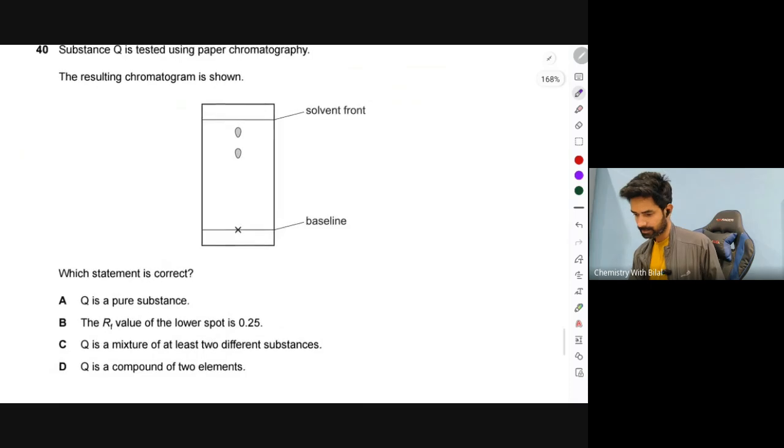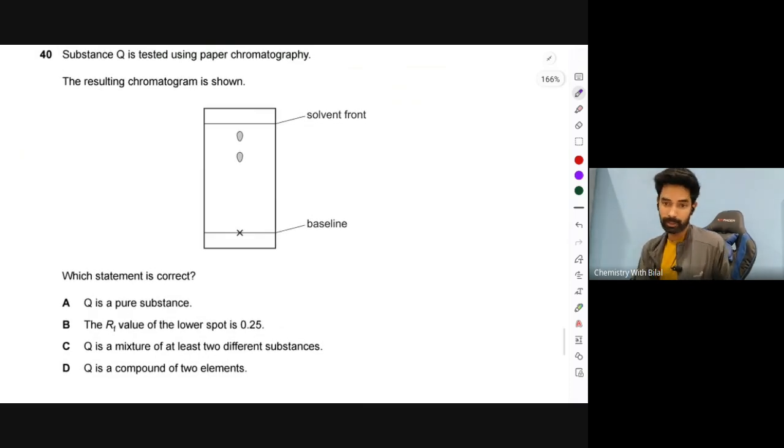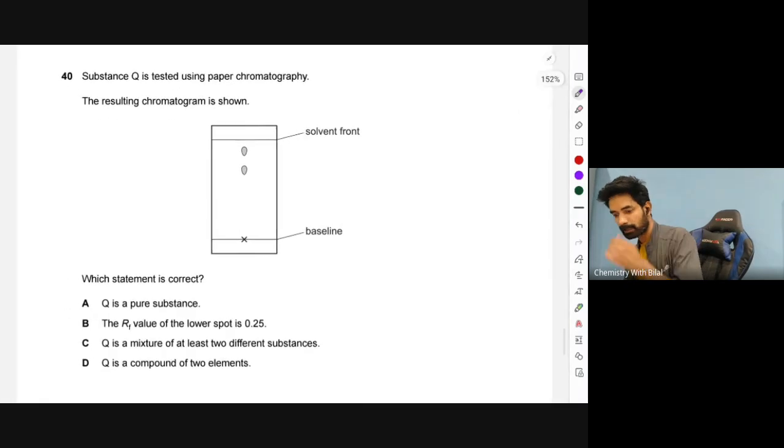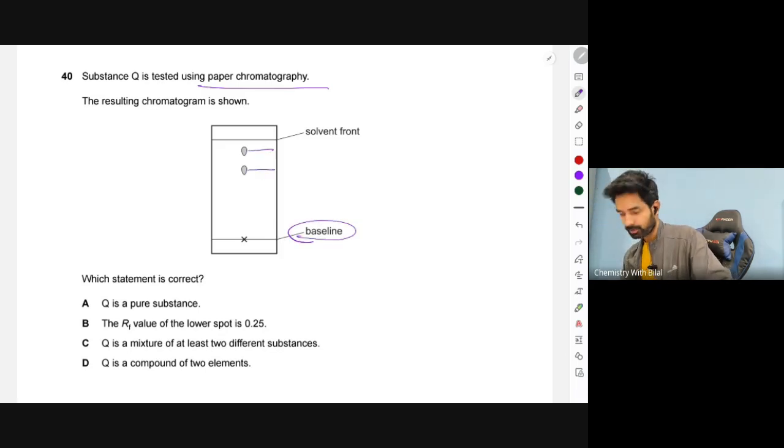Last but not the least, the very important chromatography question. Substance Q is tested with paper chromatography, right? This is the baseline drawn with the pencil. These are the two different spots to separate. Which statement is correct?